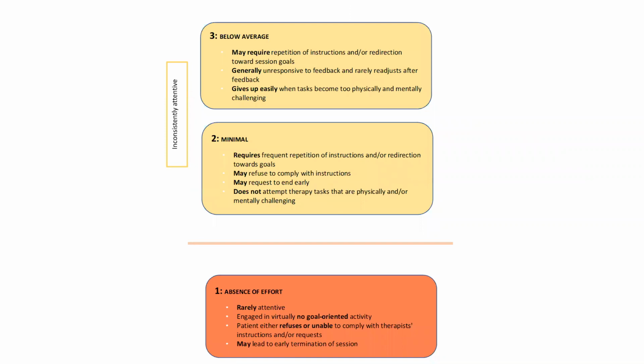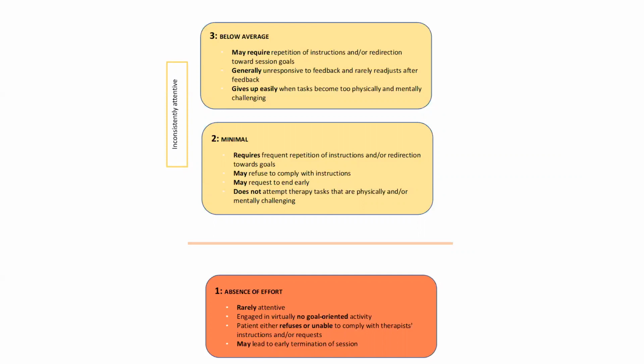If we look at the engagement scores of a 2 and a 3, which are below average and minimal engagement, you'll see these scores come into play with those who are inconsistently attentive. So those requiring pretty frequent verbal cues to maintain focus on the task in front of them. They decrease in their responsiveness to feedback. You see these people either not attempting therapy tasks or giving up easily. And these are the ones that usually require repetition of instructions.